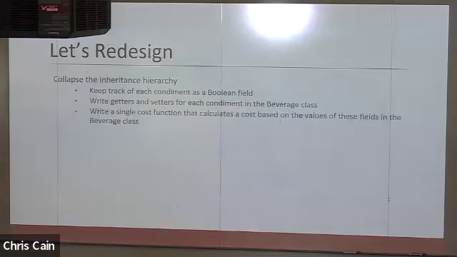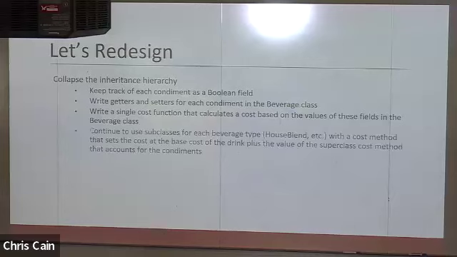So we would have a cost function calculating the total cost based on all of the values of all of those fields in the beverage class. So you would just go through and loop for each of those, calculate if it's true, add the associated cost. We would continue to have our old inheritance hierarchy for beverages, but now instead of needing each combination of condiments, we would just have a single base beverage and type of beverage subclass, just like we had in our first image.